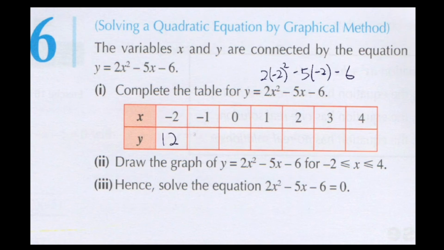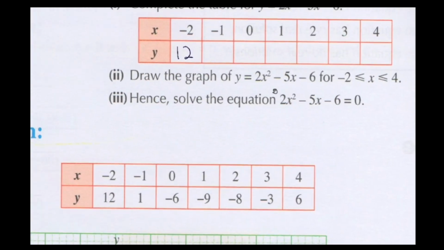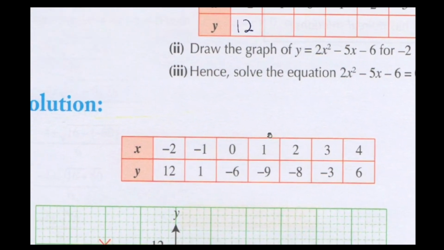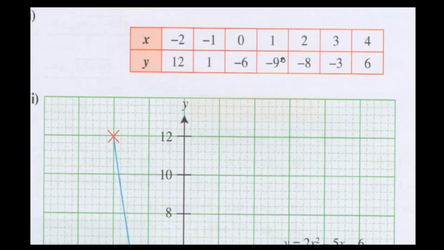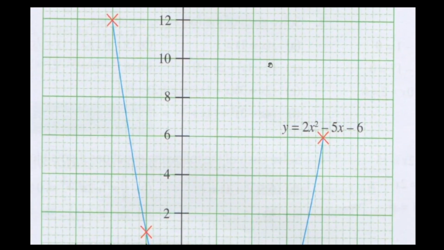So you do the same for -1, 0, 1, 2, 3, and 4. So this is what you will have once you complete the table. And when you have that, you need to take the graph paper and you need to plot.